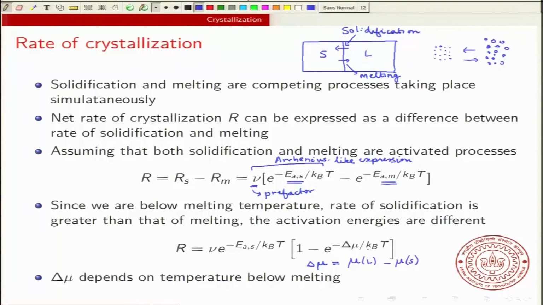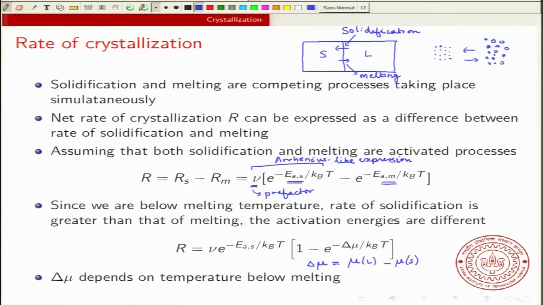And if you go to very low temperatures, then the chemical potential of liquid is much greater than that of solid. And so this delta mu becomes large, and so e to the minus a large number goes to 0. So, the rate is just given by this factor. But if you are very close to the melting temperature, then this quantity becomes very small.